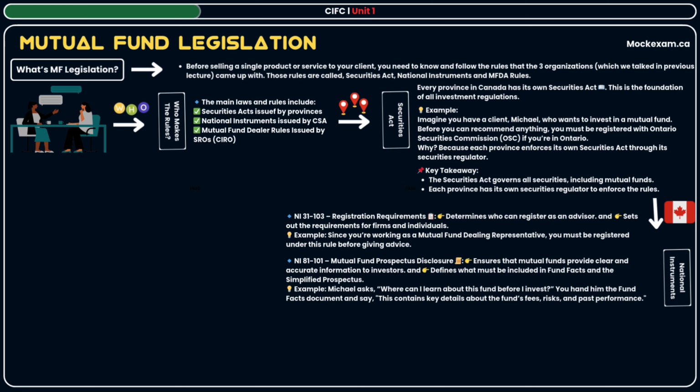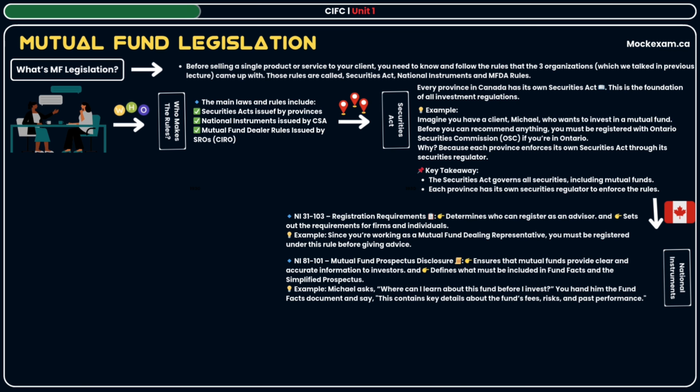Okay, let's elaborate with an example. Michael is your client. He asks, where can I learn about this fund before I invest my money in it? You hand him the fund facts document and say, this contains key details about the fund's fees, risks, and past performance. So, why do you hand this? Because the National Instrument rule says to you that, hey, you have to provide this document to the client, okay? You're obeying the national instrument rule here.